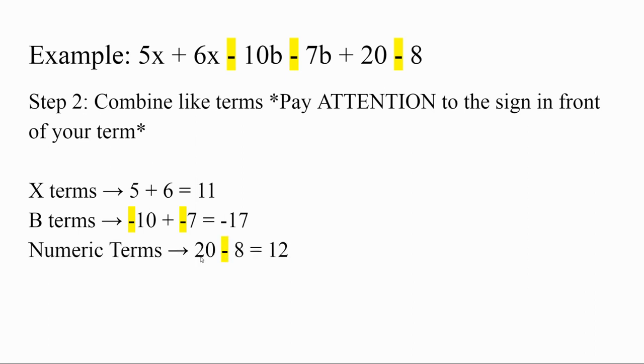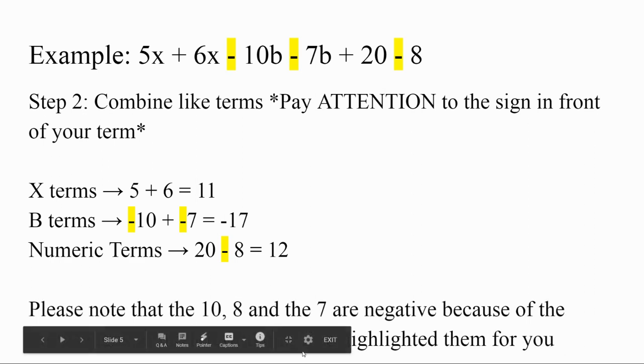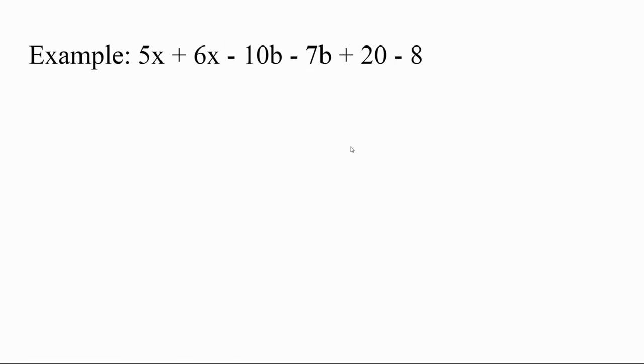And then I have my numeric terms. I have 20 positive because there's a plus in front of it. And then I have a negative 8. So 20 minus 8 is 12. Okay, so please note that the 10, the 8, and the 7 are negative because of the minus signs to the left of them. So here you see the minus signs, and then we've highlighted them for you.